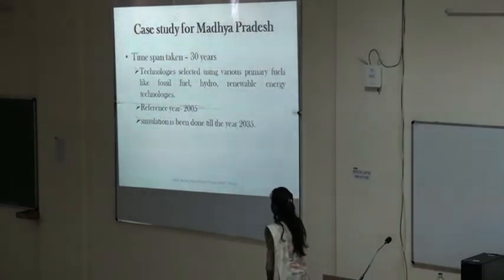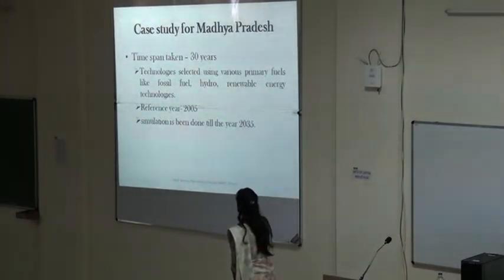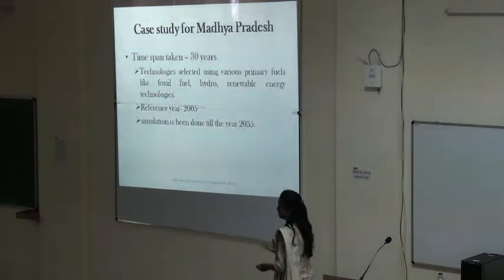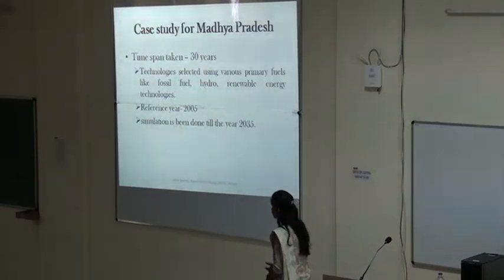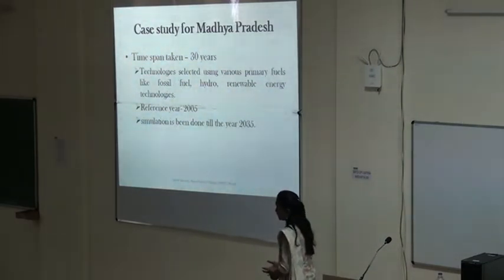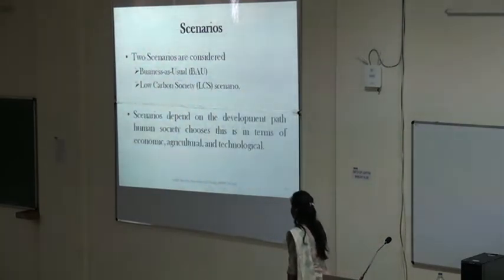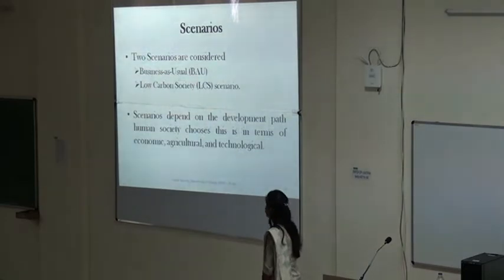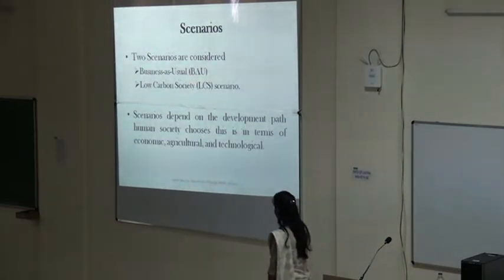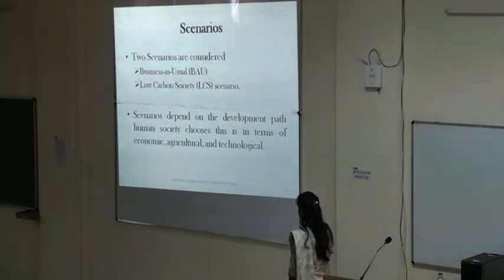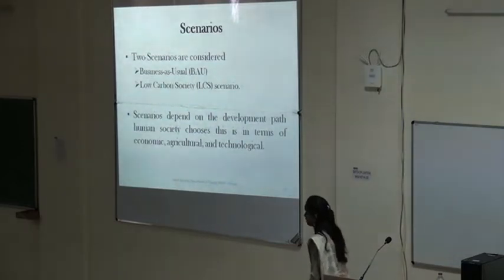Okay, I have taken a time span of 30 years, and the technology selection was done using primary fuels: fossil fuel, hydro, and renewable. My reference year is 2005 and I have simulated it to 2035. I have taken two scenarios, that is the business as usual scenario and the low carbon society scenario. These two scenarios depend on the development path human society chooses, in terms of economic, agricultural and technological development.